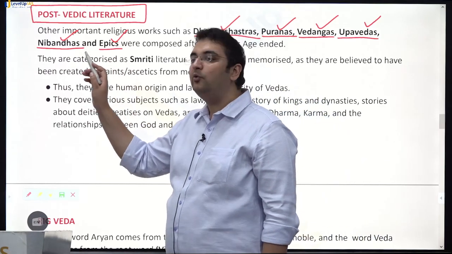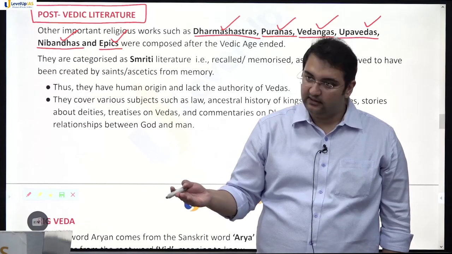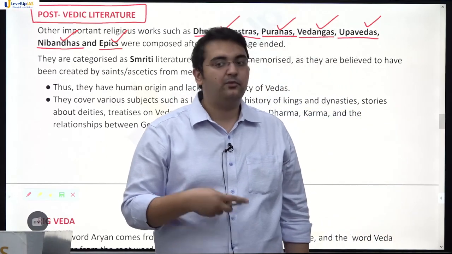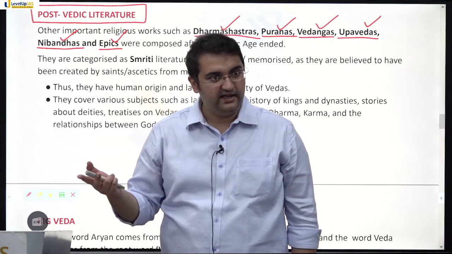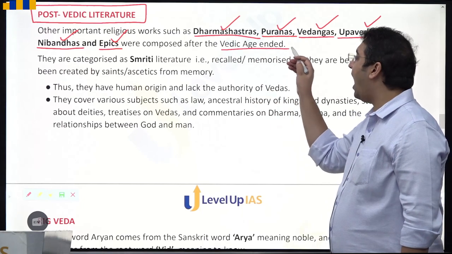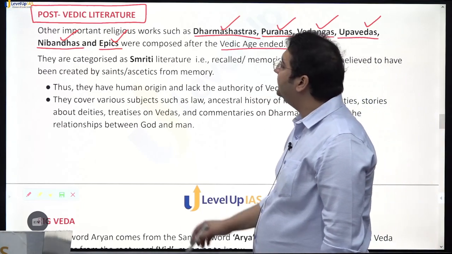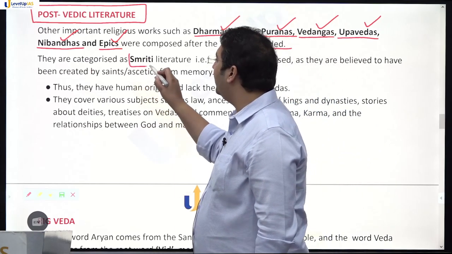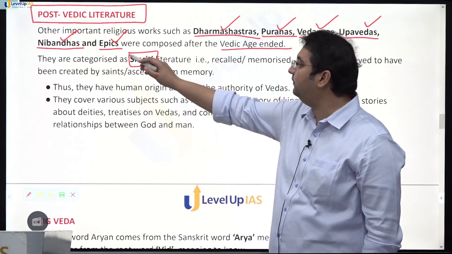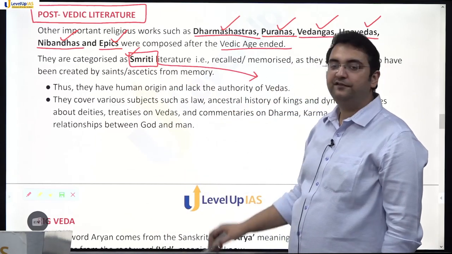And epics, kisko bolte hain? The Mahabharata and Ramayana. Right? So, once again, these are legendary tales about the exploits of various deities, various gods. They were all compiled after the Vedic age ended. And they don't fall into the category of Shruti literature. Rather, they fall into the category of Smriti literature. What is the meaning of Smriti?